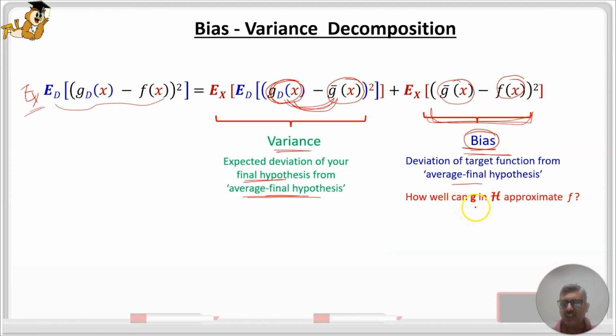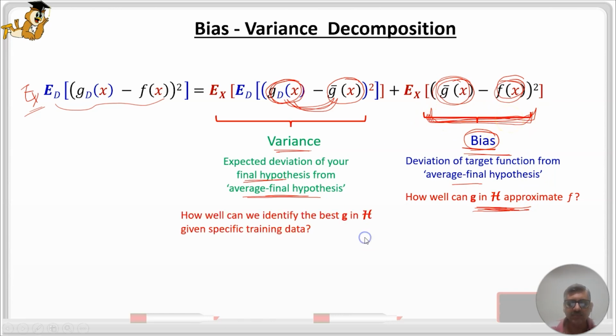How well can G in H approximate f? Remember, this was the question that we had asked. What is the best possible G in your hypothesis set, and how far from the target function f is it? How well can G in H approximate f? That is the bias, and this is the mathematical definition of bias.